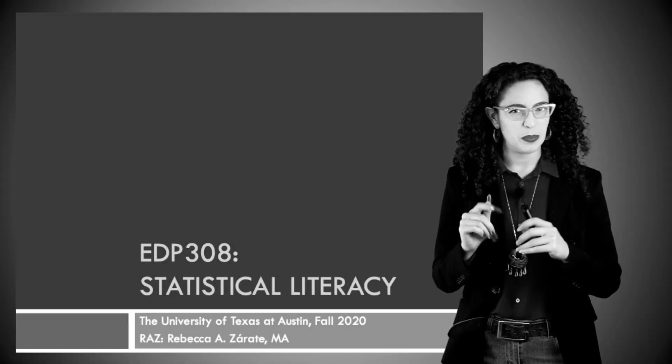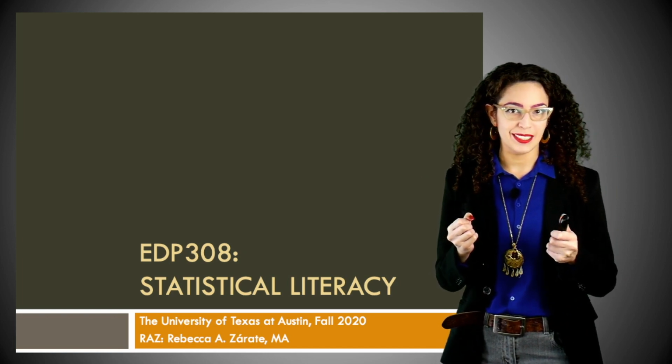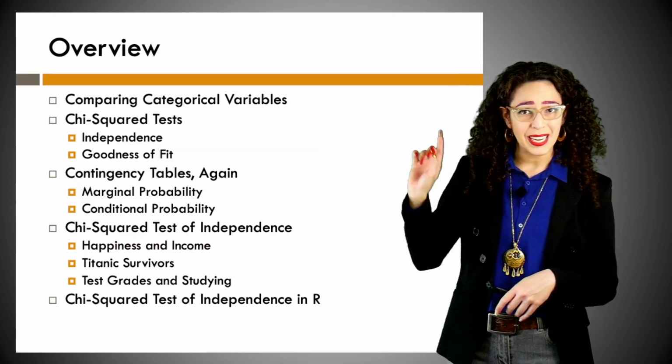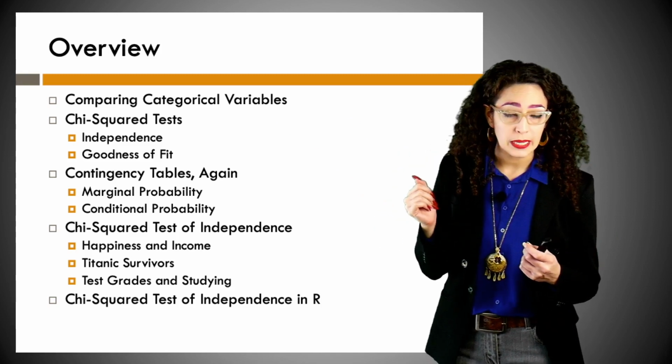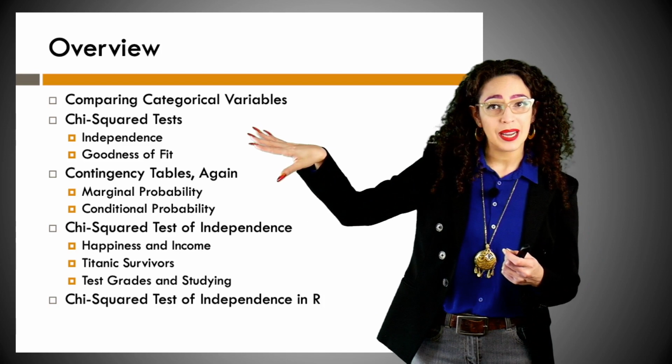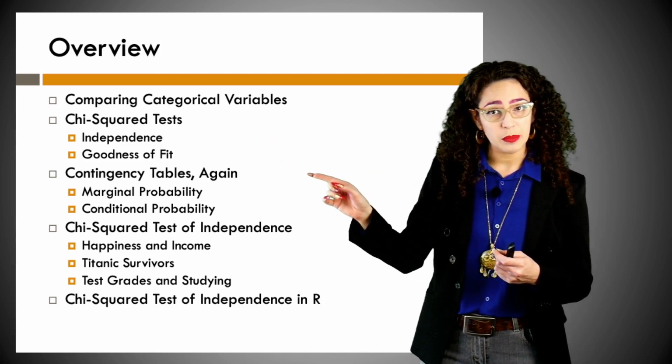Now that we're somewhat acquainted with some of the weirdness of probability, let's use those probabilities and run some tests. Let's go. We are going to talk about comparing some categorical variables. Thus far, we've been using a lot of quantitative stuff. We're going to talk about some chi-square tests, independence and goodness of fit. We're going to look at contingency tables again.